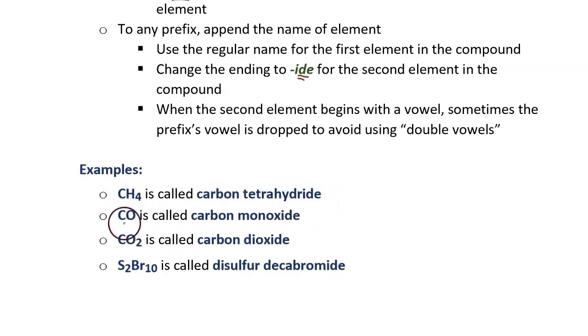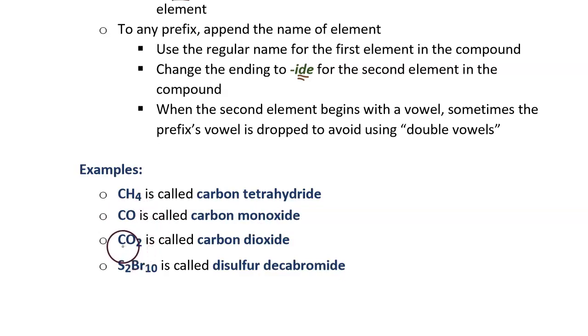Next, CO. The first element is carbon, and there's only one of those, so you just say carbon. The second element is oxygen. There's only one of those, the prefix is mono, and because it is the second element, the ending is "ide", so that becomes the word monoxide. That's the case where you drop a vowel so you don't get a double vowel. We don't say monooxide, just monoxide. So CO is carbon monoxide.